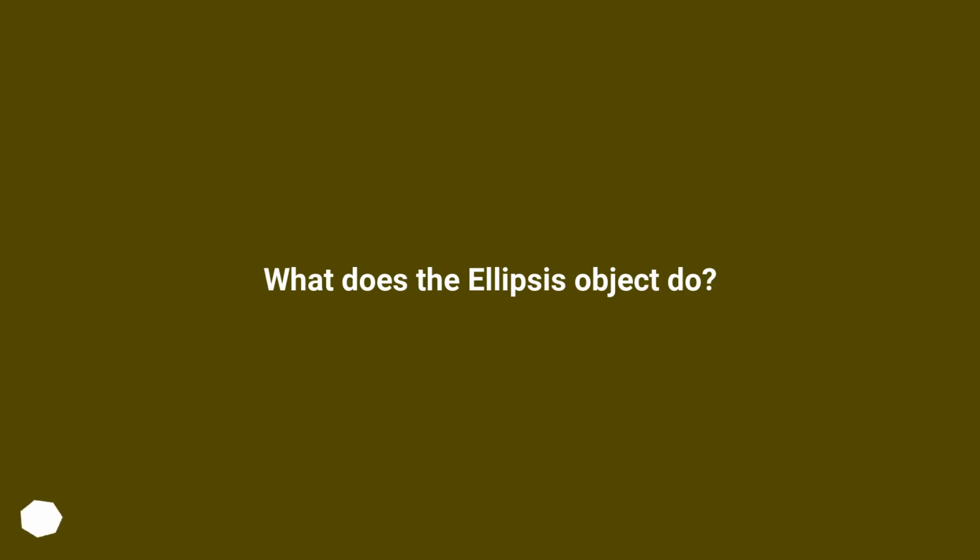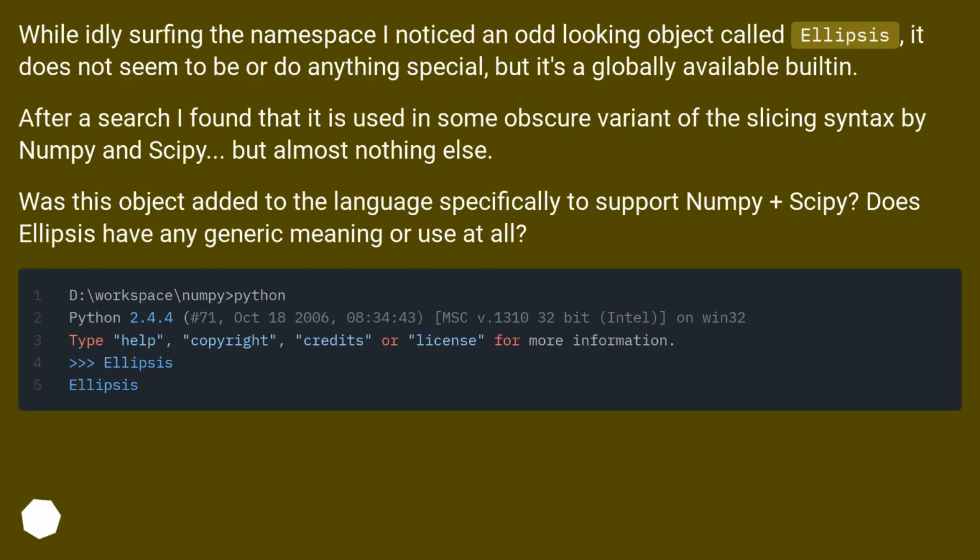What does the Ellipsis object do? While idly surfing the namespace, I noticed an odd-looking object called Ellipsis. It does not seem to be or do anything special, but it's a globally available built-in.